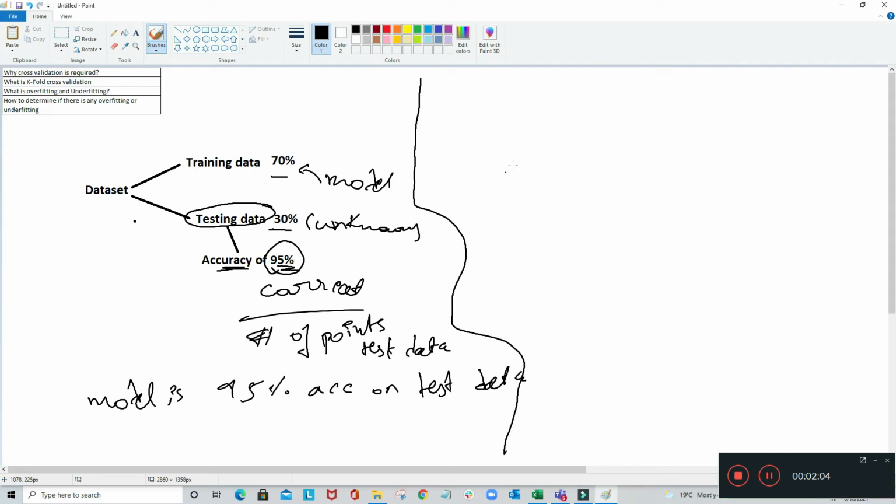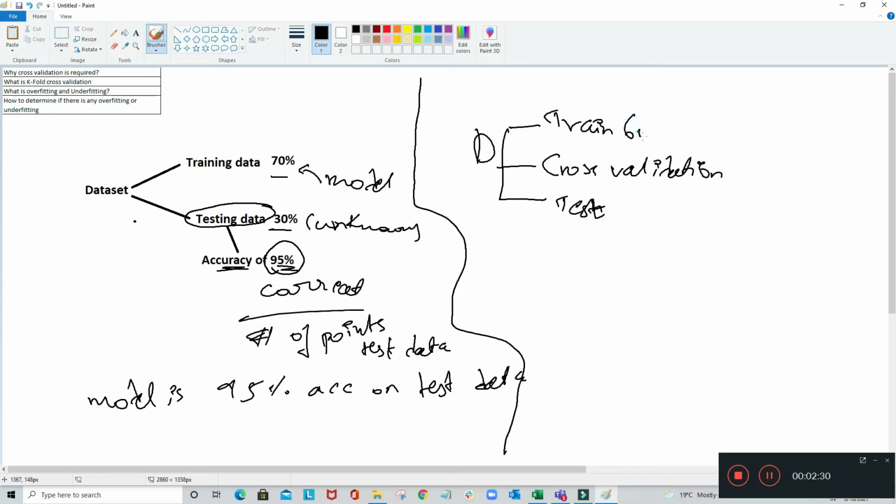So what we can do is divide the dataset into three parts. First is a train dataset, next is a cross-validation dataset, after that a test dataset. And a typical way of splitting is 60% of data into the train set, 20% into the cross-validation set, and the remaining 20% into the test set.